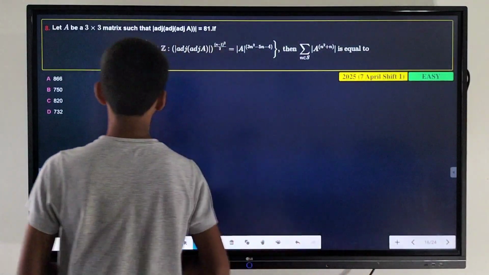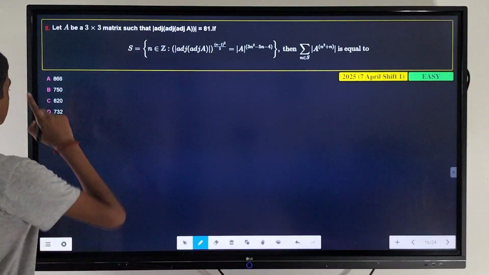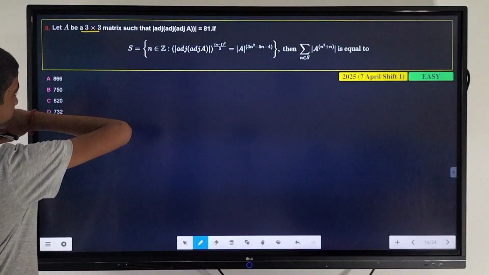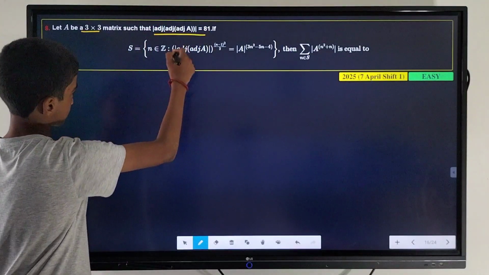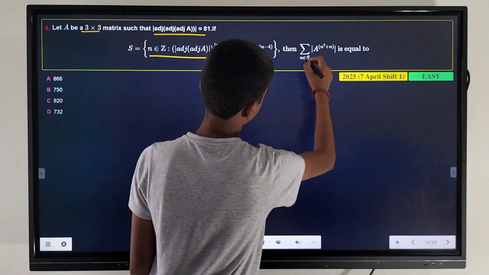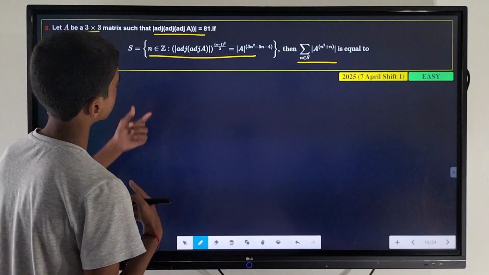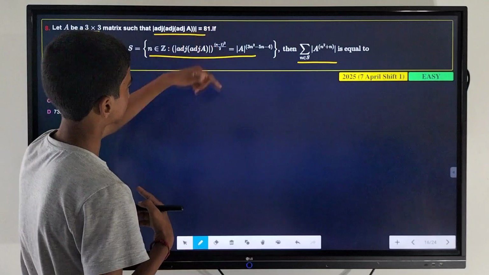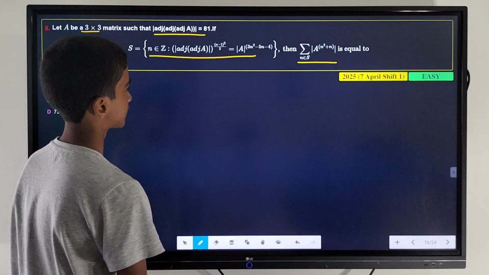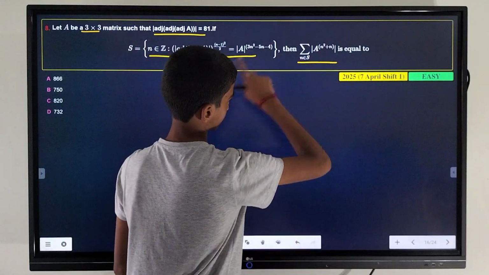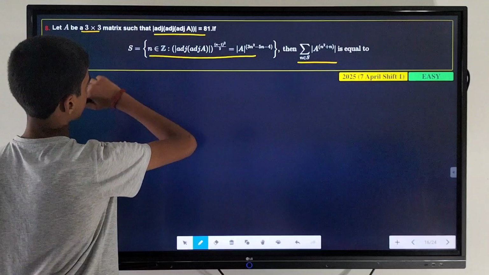Here is our next question. This time our question says, let A be a 3 cross 3 matrix such that we have this equation, then S is equal to this set, then we have to find the value of this expression. So first in this question we will find determinant of A from this above equation, and then we will find elements in the set S, then we can easily find the value of this sum. So first let's open it.